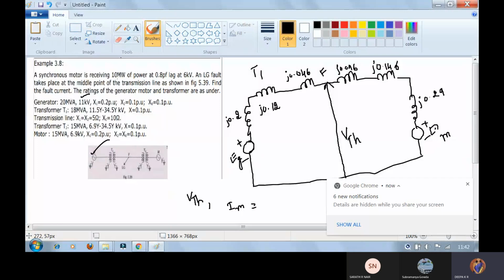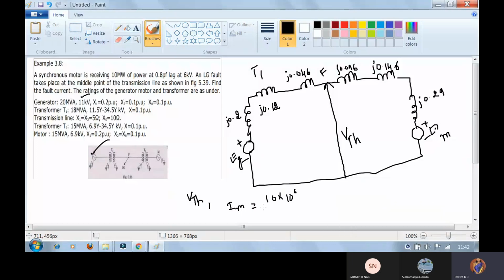So how much is the power? Power is given as 10 mega. I'll write 10 into 10 to the power of 6, divided by, as usual in the base calculation, root 3 into the kV value. That is 6 kV, 6 into 10 to the power of 3, into power factor 0.8. With respect to the angle you also have to specify, that is minus cos inverse of 0.8.